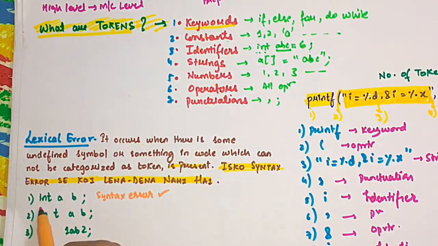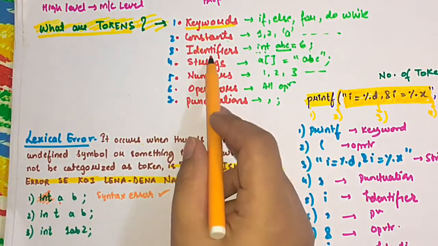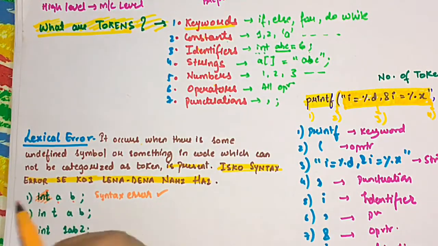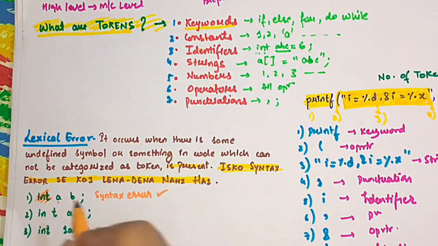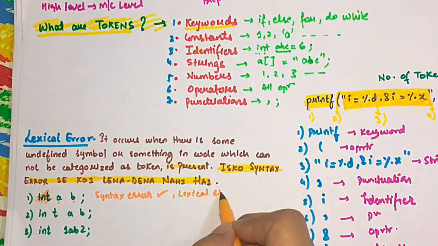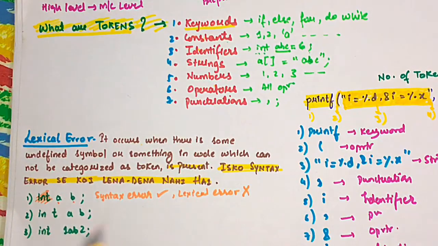So when the lexical analyzer starts reading, it will first encounter int. Int is a keyword, so no issue. Then a is an identifier, no issue. Then b is also an identifier, no issue. Then semicolon is punctuation. So according to the lexical analyzer, there is nothing in the code which cannot be classified as a token. So the lexical analyzer will not throw any lexical error. So this code will only have a syntax error but not a lexical error.